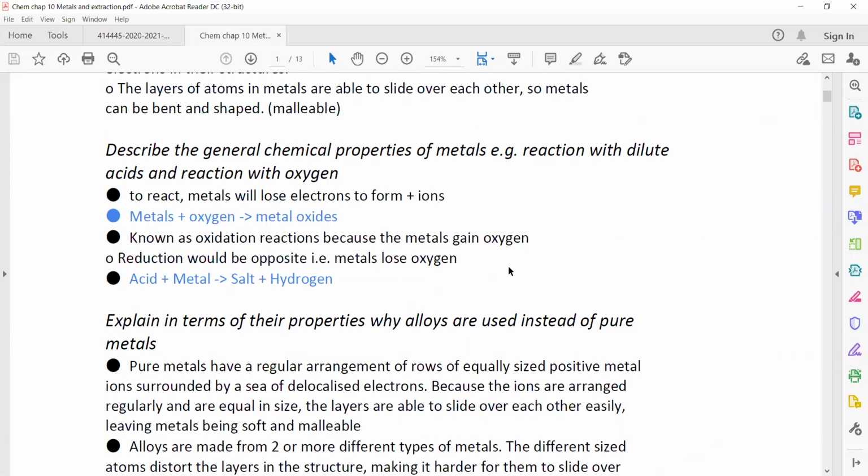And when metal reacts with oxygen, it will form metal oxide. If it is a group 1, 2 or 3 oxide, it will be a white solid. If a transition element is there, then it will be a colored metal oxide.